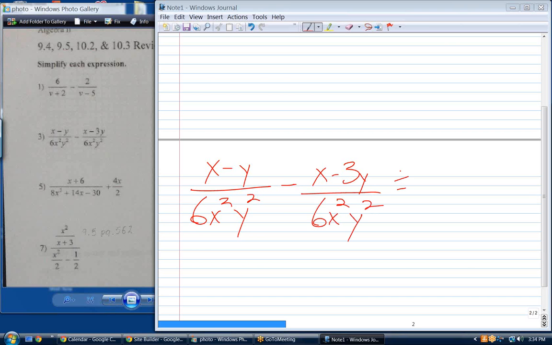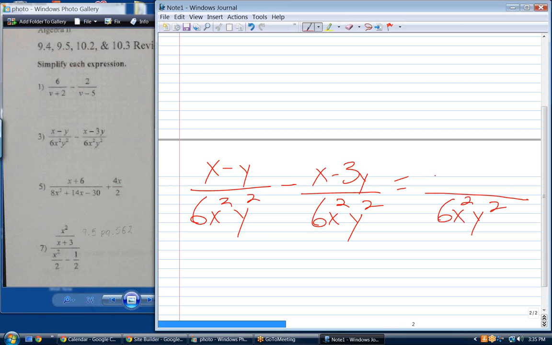So you have to combine, because they have the same denominator. Since they have the same denominator, we can go ahead and do this subtraction and operate on the numerator. Because we don't have to change the common denominator. The common denominator is going to be that.